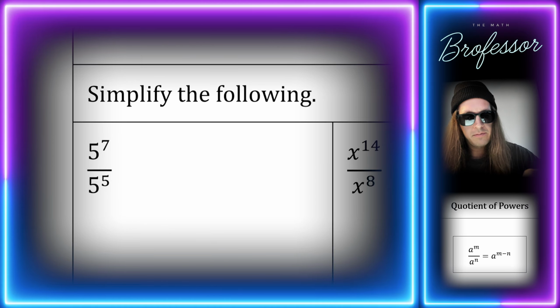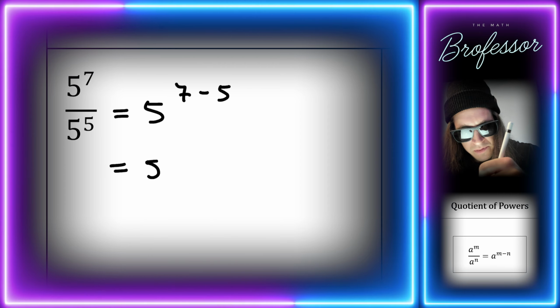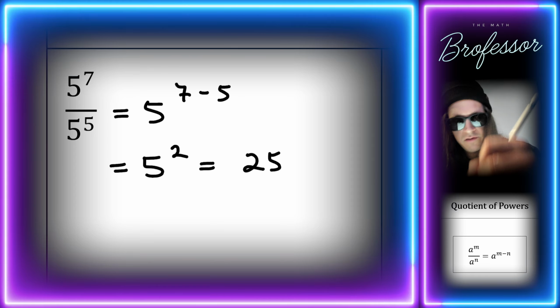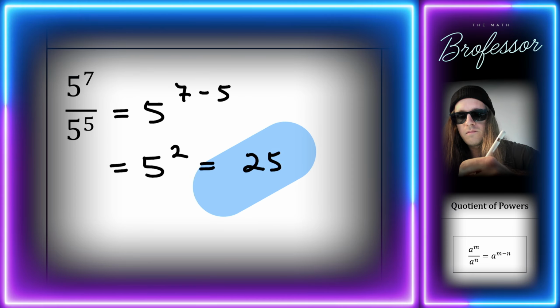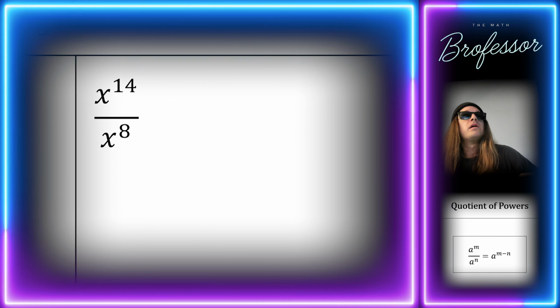But here's some examples. If I'm trying to simplify this right here, you don't actually have to figure out what 5 to the 7th power is. Don't figure out what 5 to the 5th power is. Subtract the exponents, 7 minus 5, and that is 2. And 5 to the 2nd power, or 5 squared, 5 times 5, is 25.